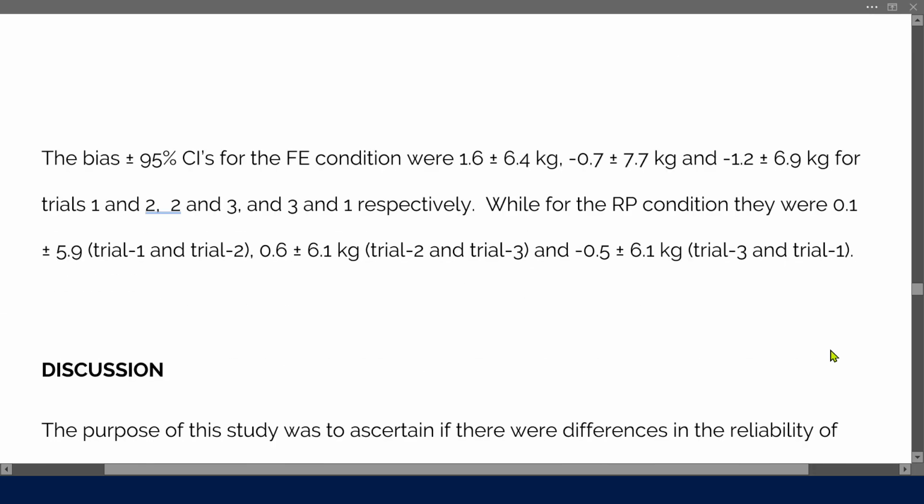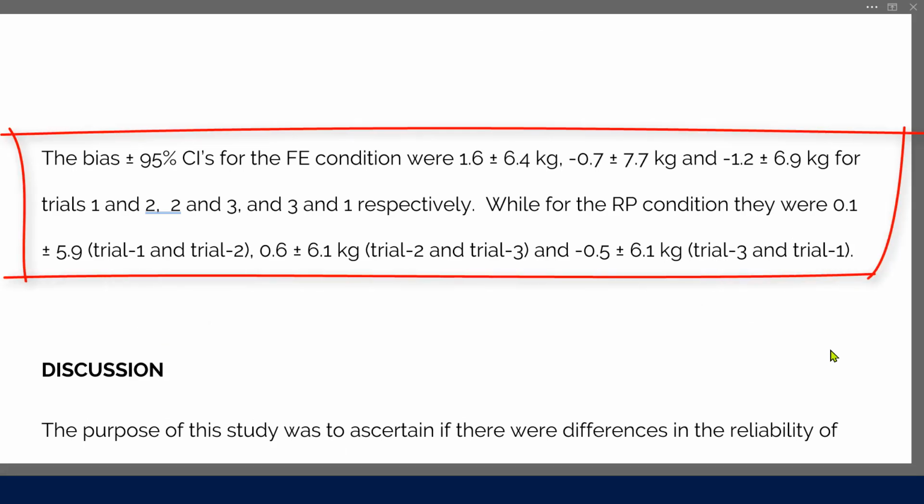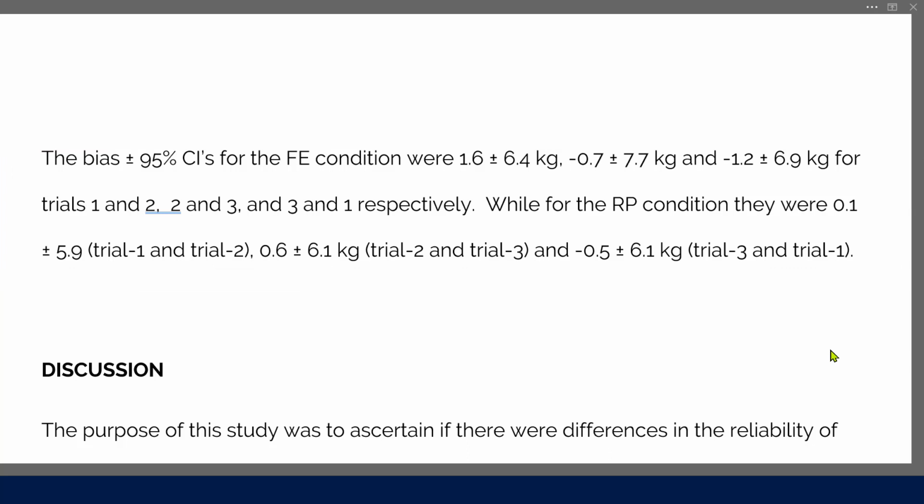The bias, plus or minus 95% confidence intervals for the FE condition were 1.6 plus or minus 6.4, and then it gives you the confidence intervals. So what it's doing is, it's led the reader through, giving us the very broad statistics, and then it's taken us into this specific analysis. Now, just remember what was mentioned earlier on, that everything follows a pattern. Remember that I said it's about addressing your results in the order of the hypotheses, but it's also about addressing your results in the order in which they are reflected in the methods section in terms of the statistical analysis.